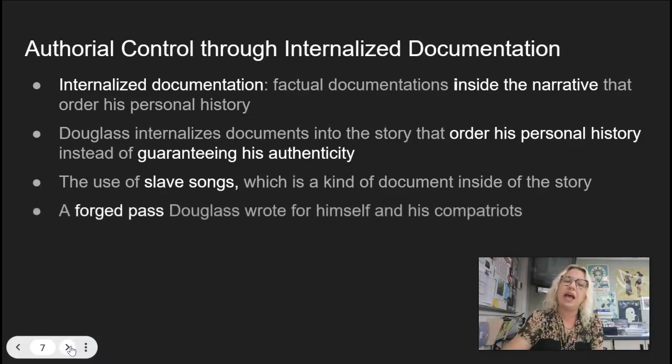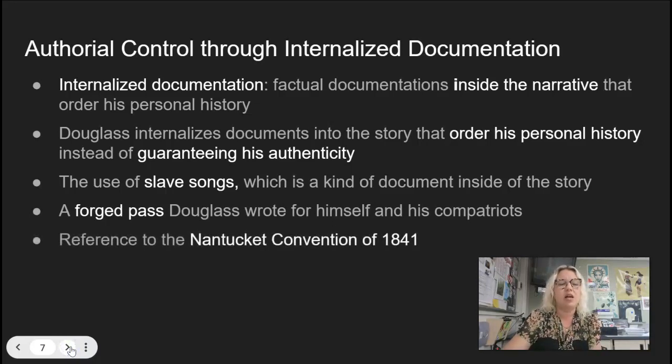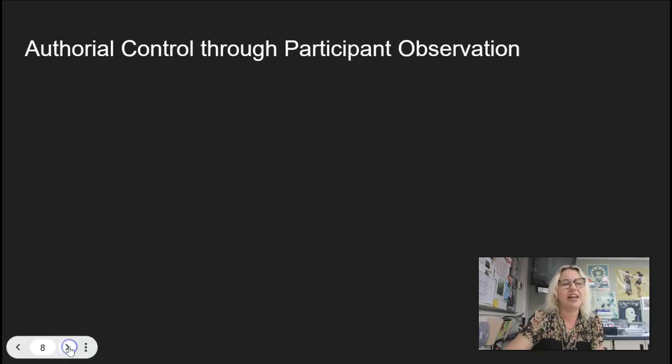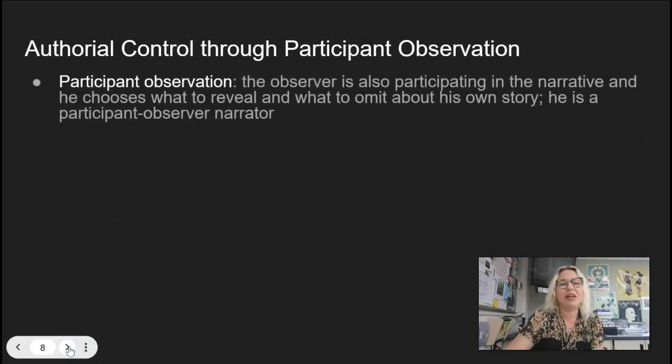A forged pass that Douglass wrote for himself in his compatriots' works as internalized documentation. The reference to the Nantucket Convention of 1841 is another example of this. So watch for those as you read. The last one is participant observation.